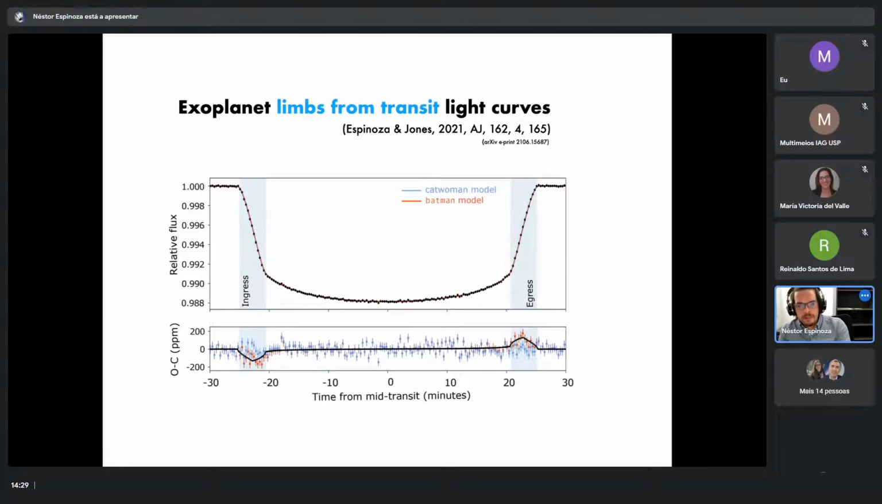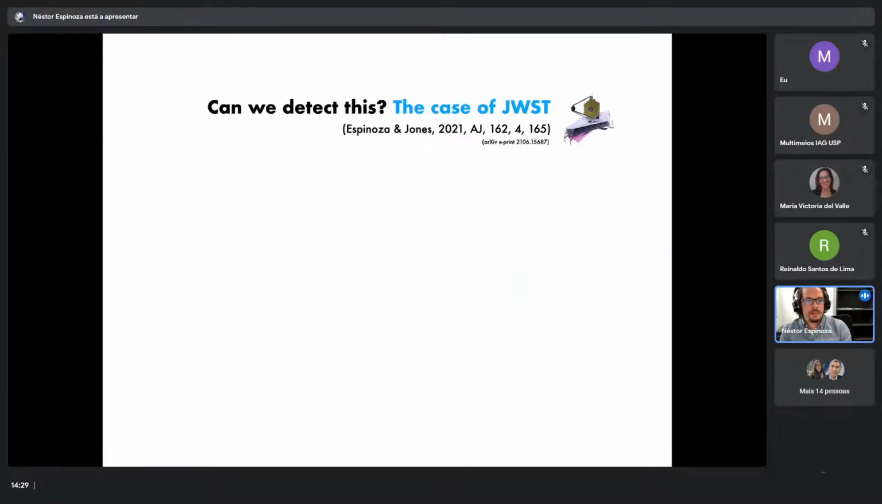So we wrote a paper, Espinoza and Jones 2021, last year, with Catherine, doing simulations on what we could do with this. And one of the big questions that we had is: can we detect this with JWST, with the James Webb Space Telescope?